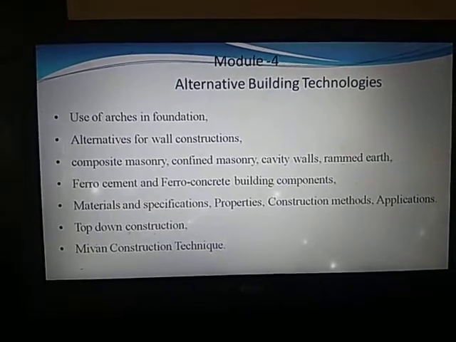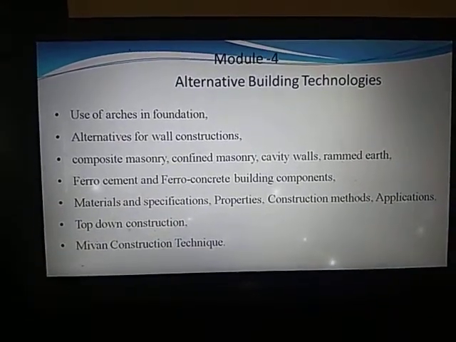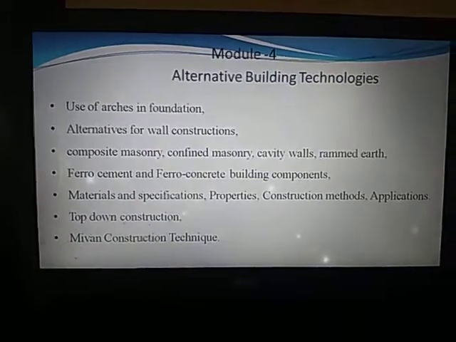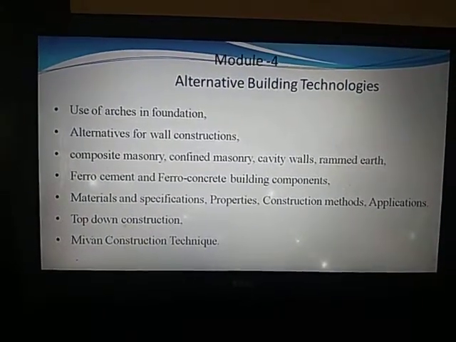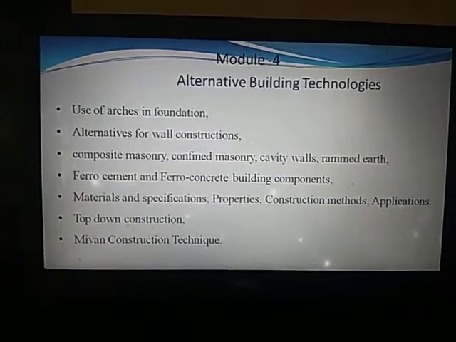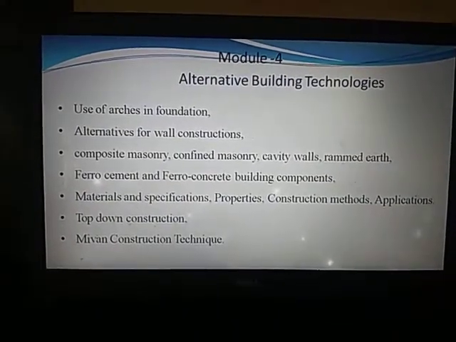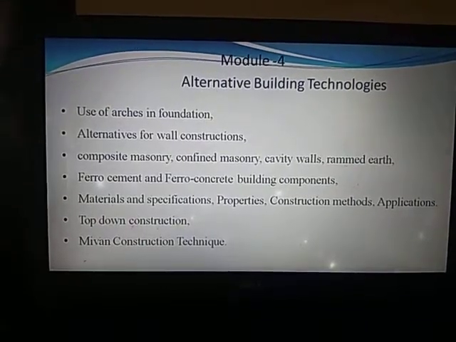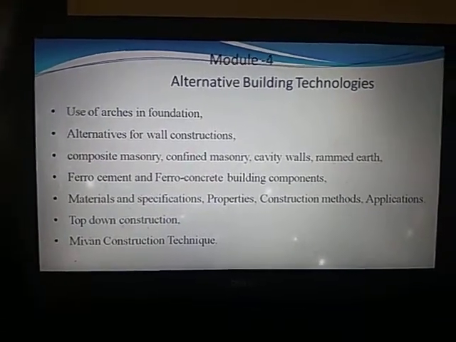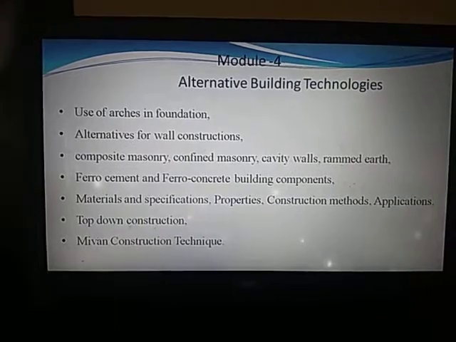Under alternative building technology, these are the contents: uses of arches in foundation, alternative for wall construction, composite masonry, confined masonry, cavity walls, rammed earth, ferro cement and ferro concrete building components, material and specification, properties, construction methods, application. Next, top down construction, one construction technique.